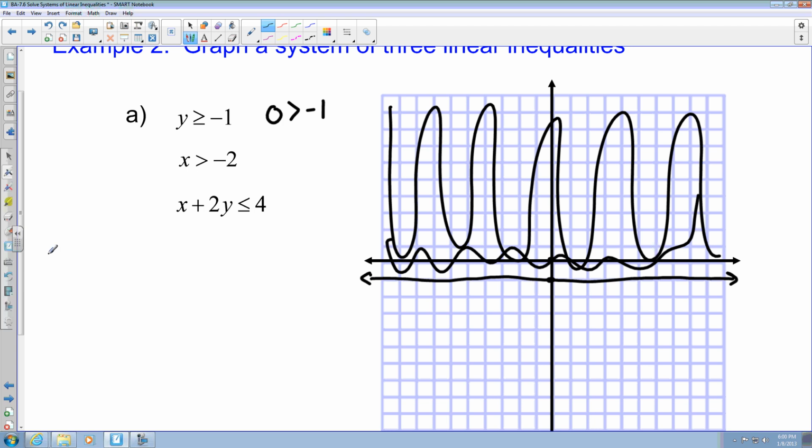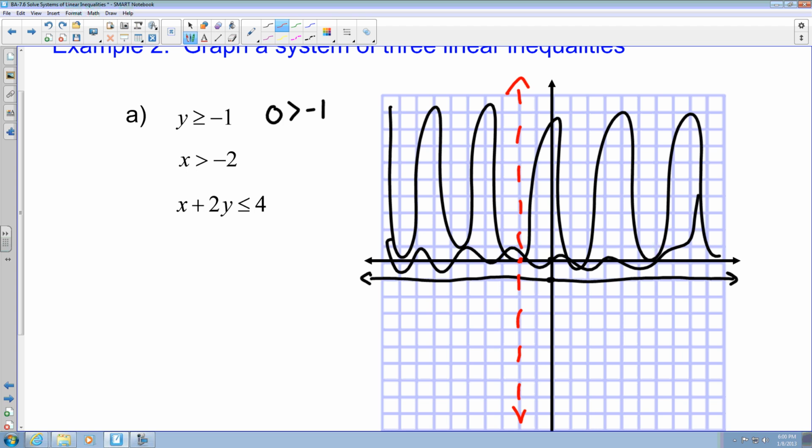I'm going to change the color of my pen. And I'm going to go x is greater than negative 2. So that's going to be a vertical line at x equals negative 2. I know that this is a dashed line because it does not have an equal to attached to it.